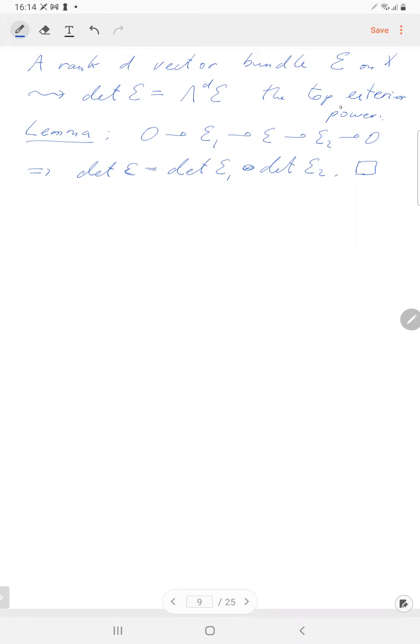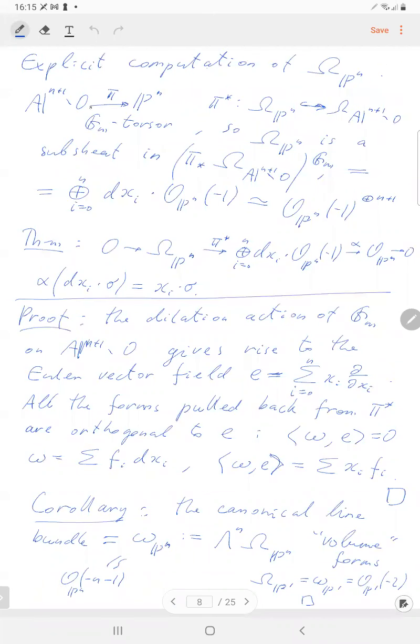Are there any other questions? About the sections of O of minus one on projective space, there are no global sections. Absolutely, no sections. But you say, take a section. Oh, certainly, a section of degree minus 1. When I spoke of sections here, it was about local sections.